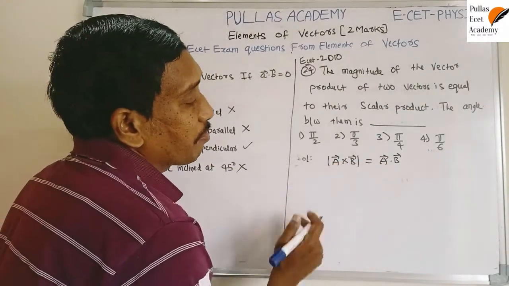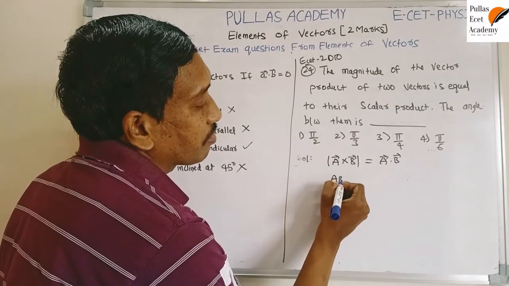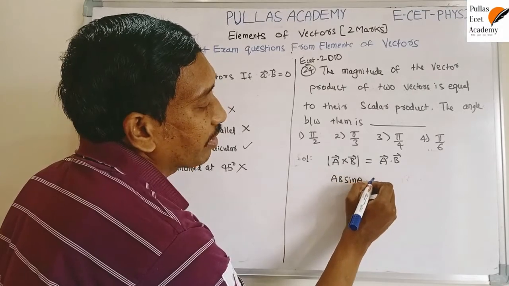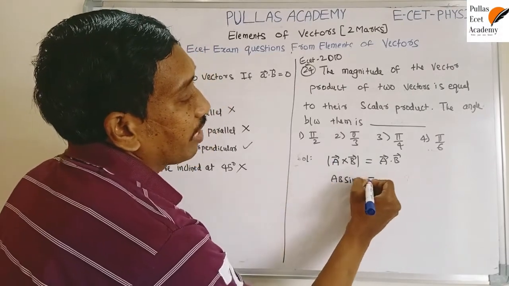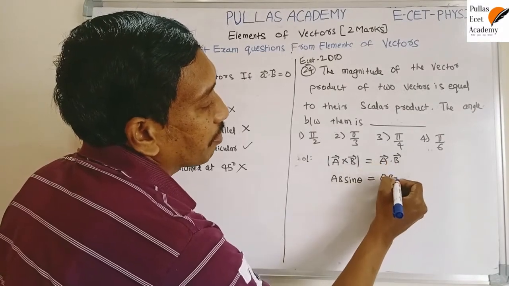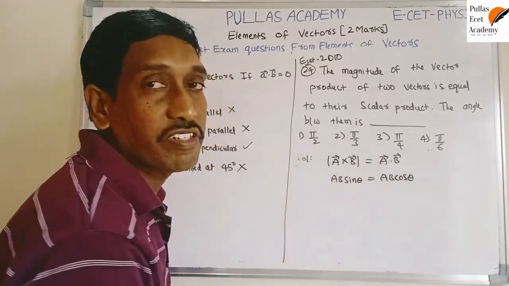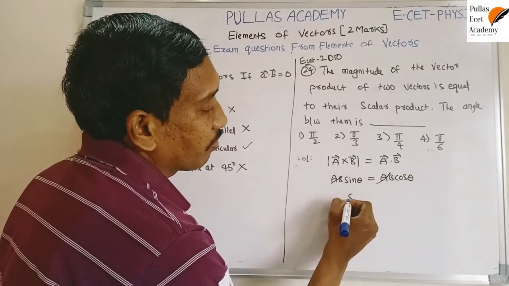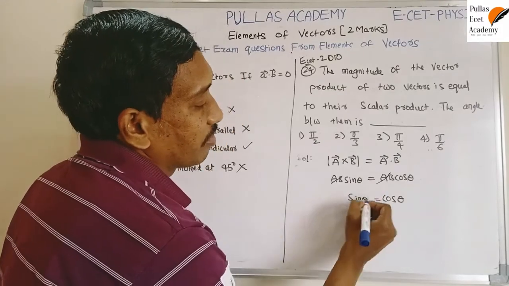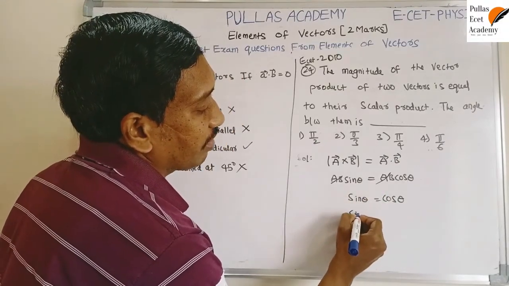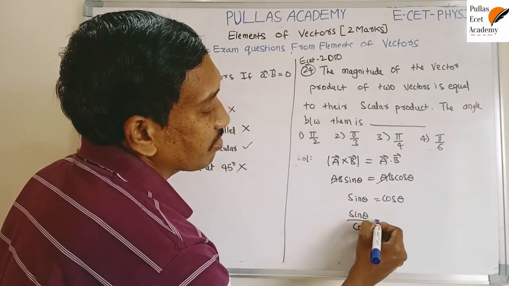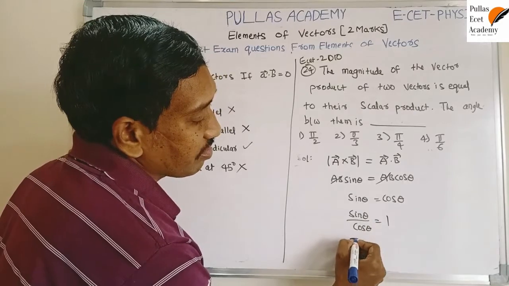So a bar cross b bar is what? AB sin theta n cap, but here we only need the magnitude, that's why mod n cap is 1. So that's AB sin theta. A bar dot b bar gives a scalar quantity; that means a bar dot b bar is equal to AB cos theta according to the definition. So AB cancels and you get sin theta equals cos theta. Asking for the theta value, shifting cos theta to the left side, sin theta by cos theta is equal to 1. Sin theta by cos theta is tan theta.